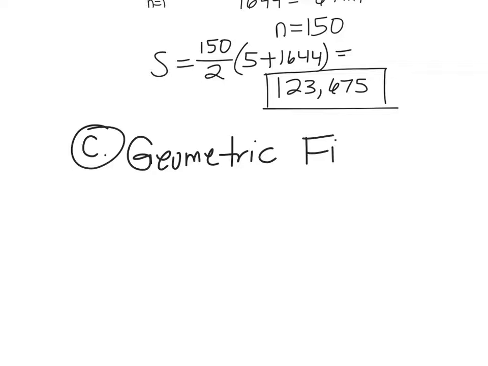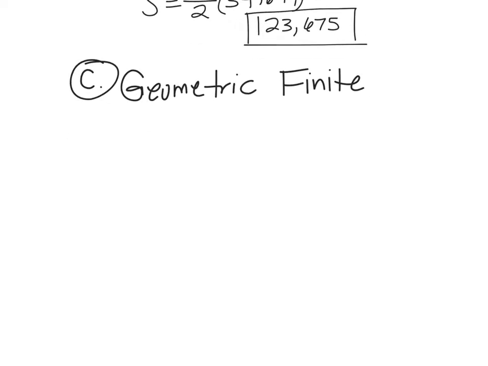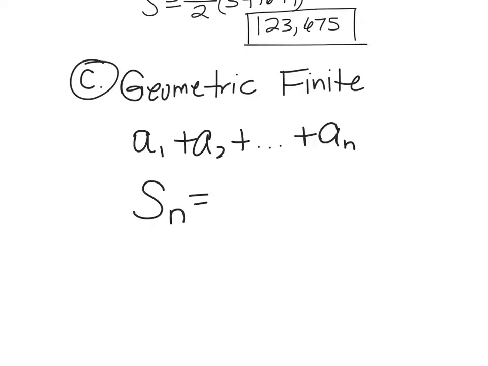Geometric finite sum. Now the finite geometric is really kind of complicated. It's a complicated formula. And the infinite is very simple. It's kind of weird. So here it is. If you have a geometric sum, a sub 1 plus a sub 2 plus all the way to a sub n, okay, it's the same idea. You're adding up numbers, except that it's not arithmetic anymore, it's geometric. Then the sum of the finite numbers is equal to a sub 1, the first term, times 1 minus r to the n over 1 minus r.